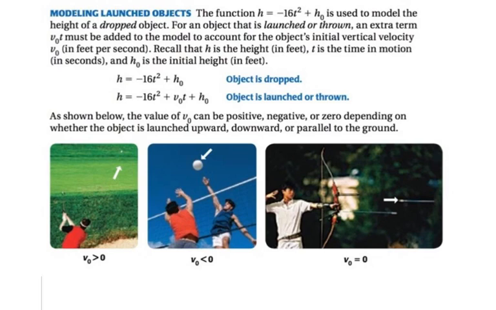At this point, you should be familiar with the free fall equation: h equals negative 16t squared plus vt plus h. The only thing they're introducing now, which I already explained to you, is the initial velocity. If you're hitting up, it is positive. If you're hitting down, it is negative. If you're shooting sideways, so it's not going up or down, the initial velocity is 0.